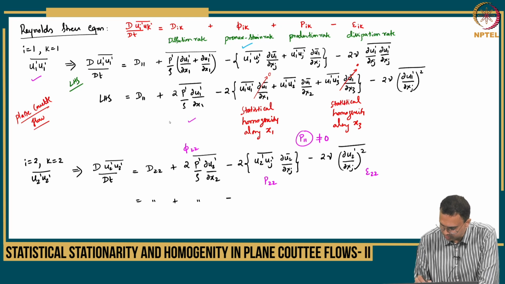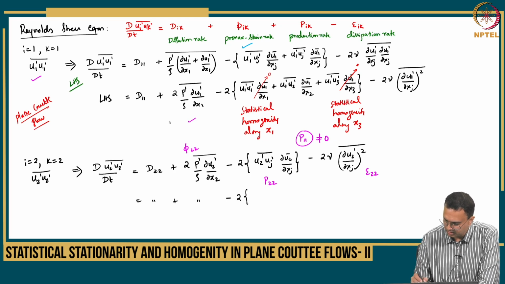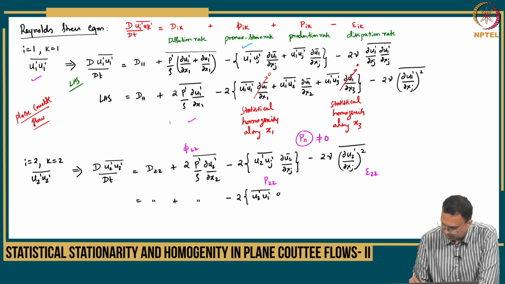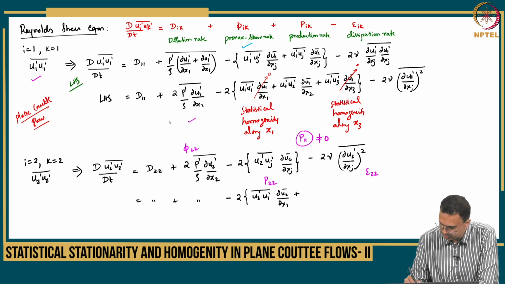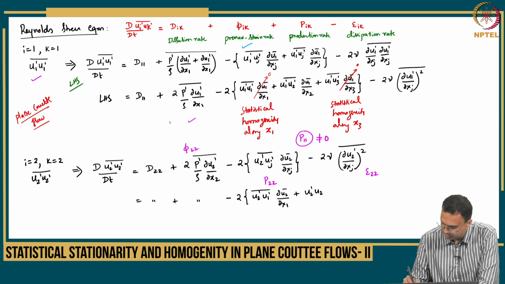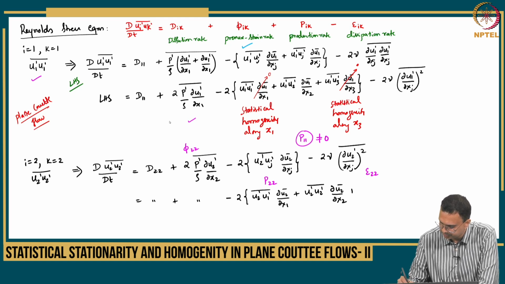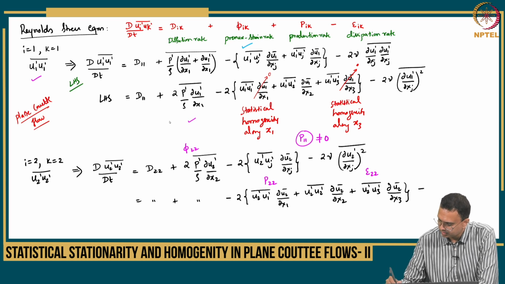Only the production rate we are focusing on. So minus 2 of, again u2 prime u1 prime dou u2 bar by dou x1 plus j is now 2, repeated index you have to sum it over, so it becomes u2 prime u2 prime dou u2 bar by dou x2 plus u2 prime u3 prime dou u2 bar by dou x3, minus of your epsilon 33.